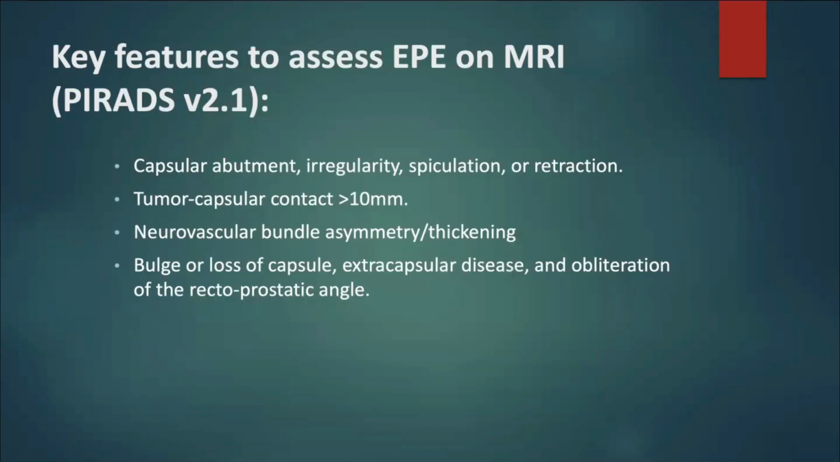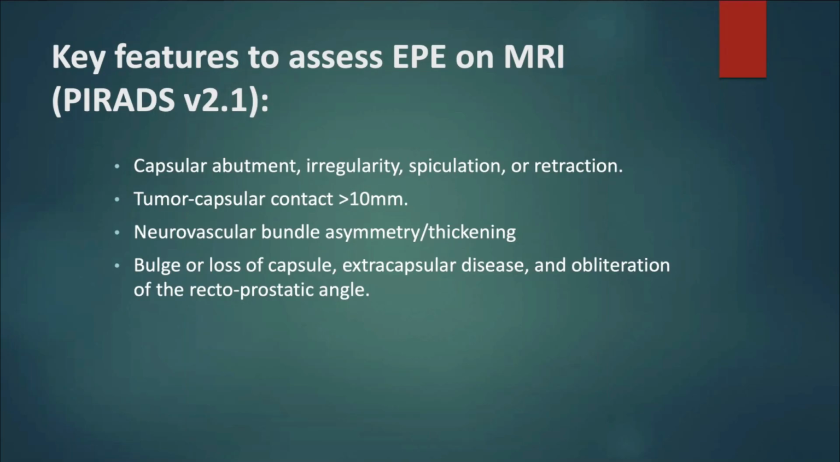So the key features to assess EPE on MRI based on the PIRADS score are listed here. So capsular abutment, irregularity, spiculation or retraction, tumor capsular contact greater than 10 millimeters, neurovascular bundle asymmetry or thickening, bulge or loss of the capsule, extracapsular disease, and obliteration of the rectoprostatic angle.